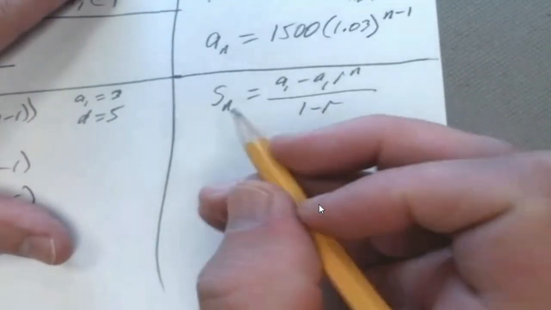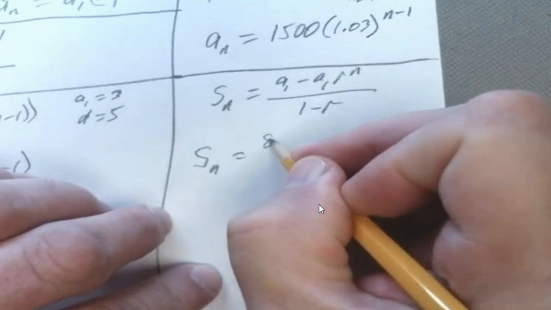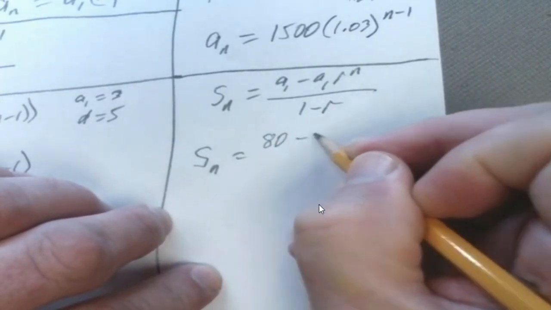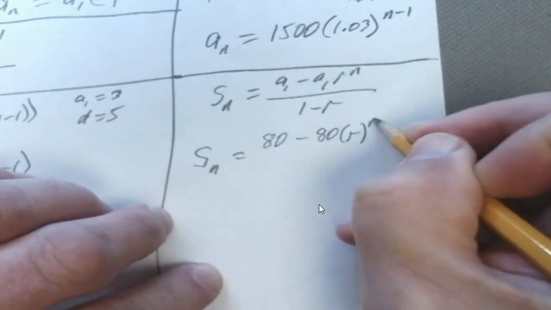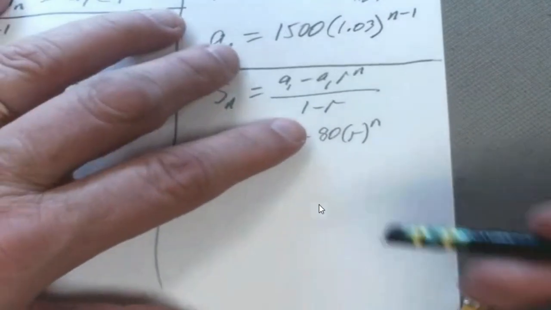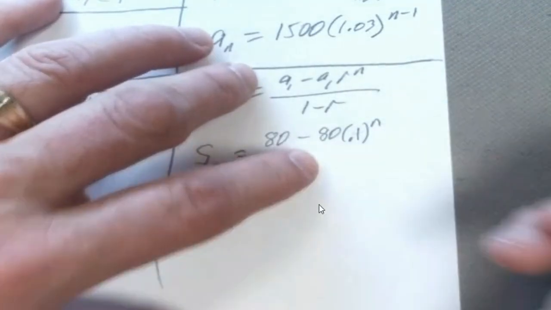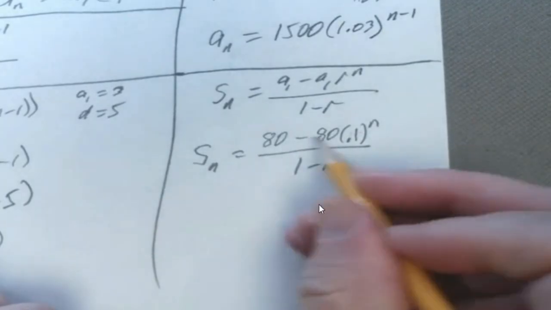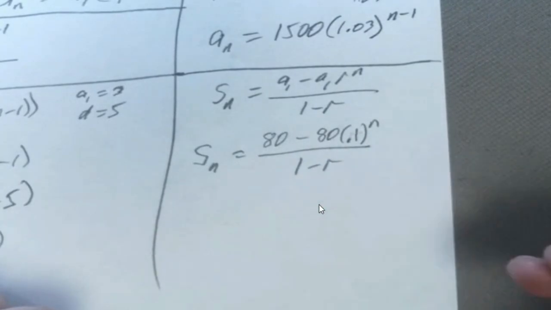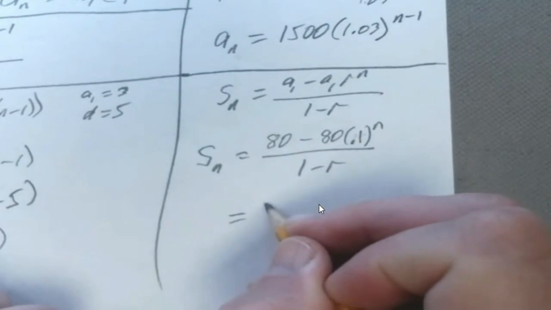Okay. So S sub n equals A1. He got an 80 on the original paper. Minus 80 times r to the n. And we know what r is. He gets a 10th of what he had before. Over 1 minus r. Okay, let's take this and simplify what we can. Well, I don't know that we can much. So maybe we'll just put it in as it is.